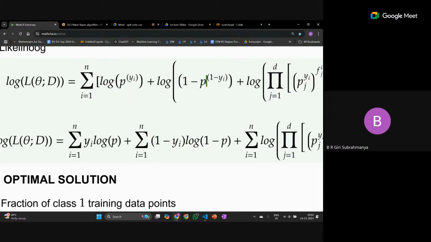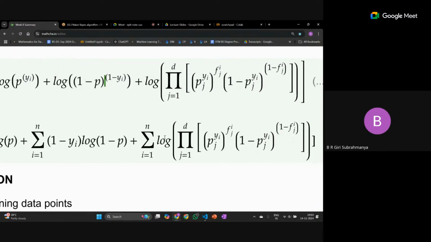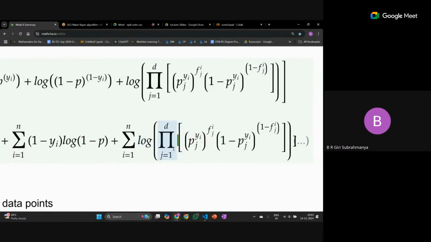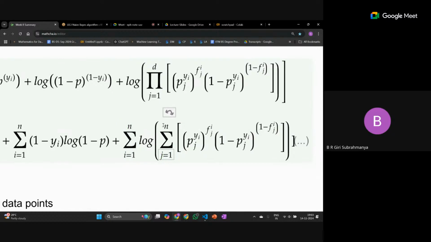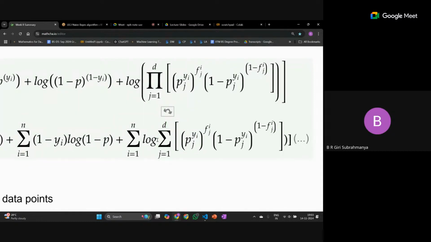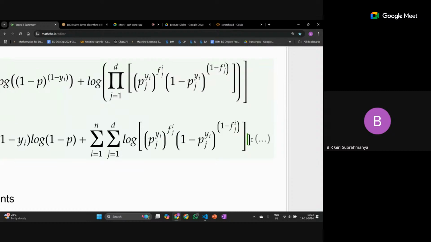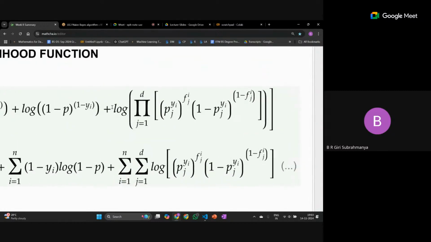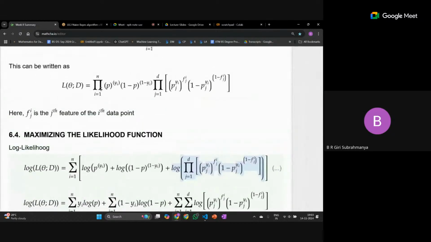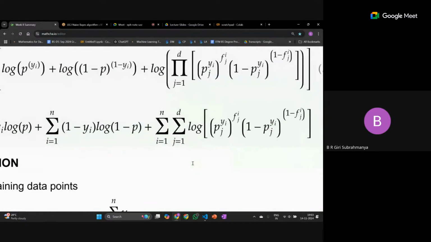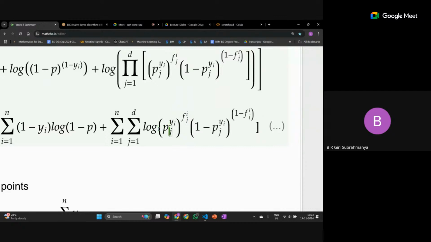And now this one. Inside this log you have another product. So this can again be written as a summation, j equal to 1 to d, but this log will go inside. Got it? Now when you took log outside the product, that log went inside, right? Similarly, this log will go inside this. So you'll have log for this one alone. Now this can again be written as a sum of sums, since you have a product, you'll write this as a sum.